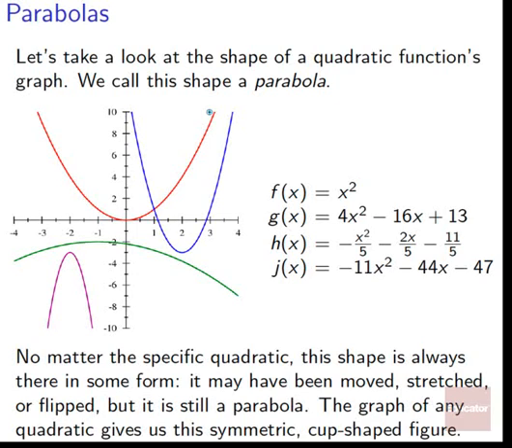Anyway, we see this kind of shape in every single quadratic function that we graph. We get this parabolic shape, a parabola. No matter the specific quadratic, this shape is always there in some form. It may have been moved, it may have been stretched, it might have been flipped, but it's still a parabola. It's still got this cup shape that's symmetric. The graph of any quadratic will give us this symmetric cup-shaped figure.